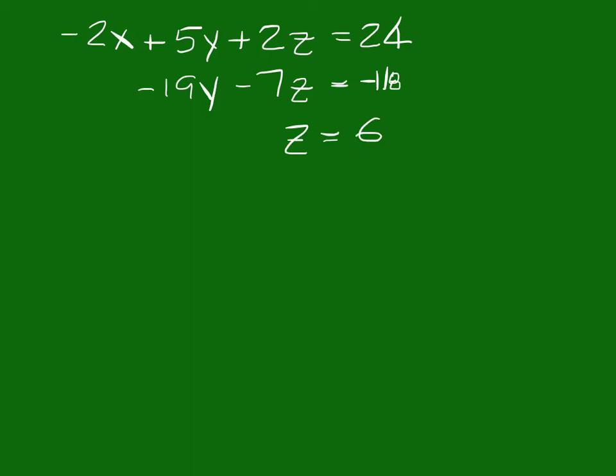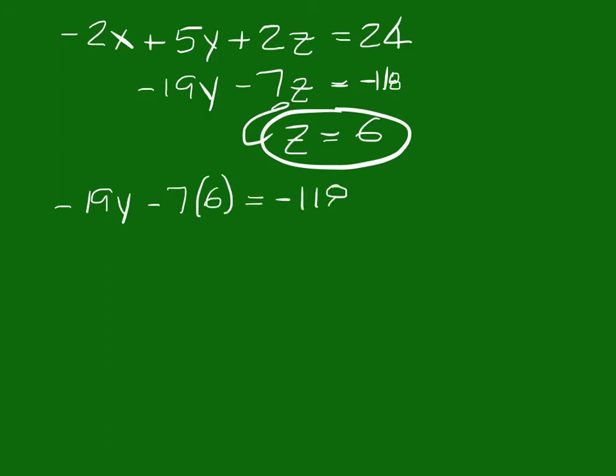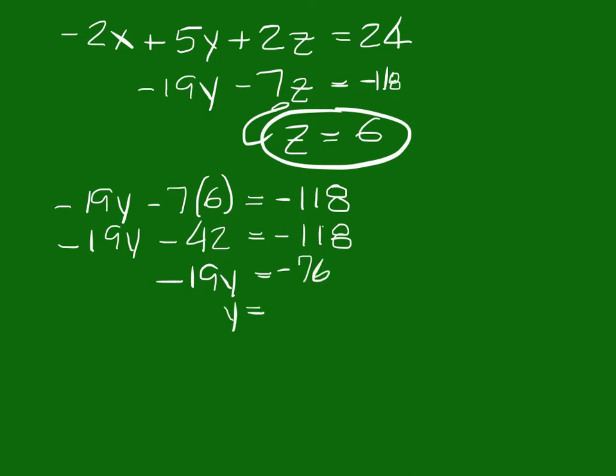To finish this off, you're going to plug in z into the equation above it and have negative 19y minus 7 times 6 equals negative 118. So negative 19y minus 42 equals a negative 118. Negative 19y equals a negative 118 plus 42. And right off the top of my head, I can't figure that one out. So negative 118 plus 42 comes out to be a negative 76. So if you divide negative 76 by negative 19, you'll come out with, I believe, a 4.